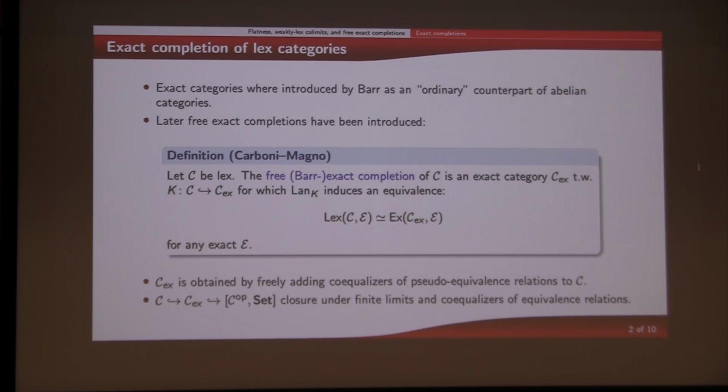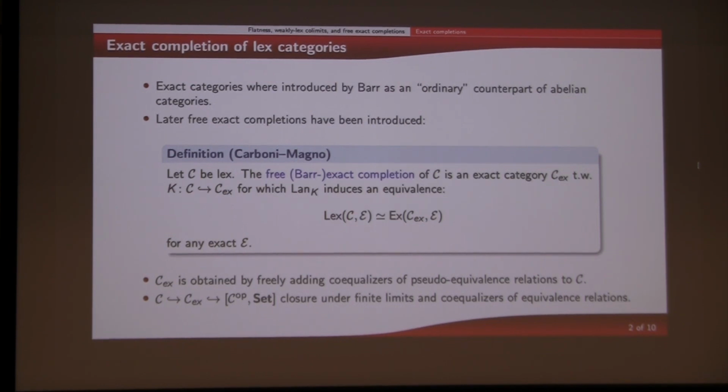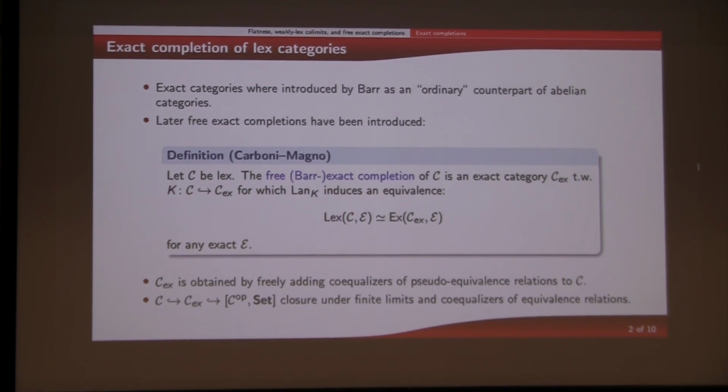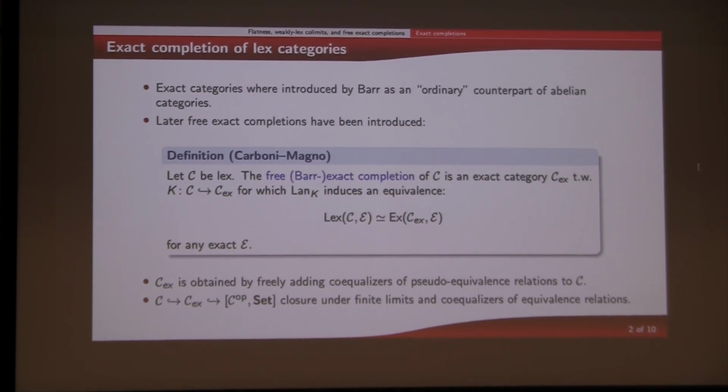Okay, so maybe let's start by saying something about the more standard exact completions. For now, when I say exact, I mean Barr exact. An exact category is one with finite limits, which from now on we call lex, which has, in addition, coequalizers of equivalence relations, which are stable under pullback. People have talked about them also during the conference, so I'm not going to say much about exact categories themselves, but mostly about the free exact completion of a lex category. And you can see it here.